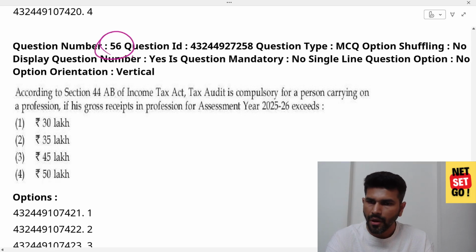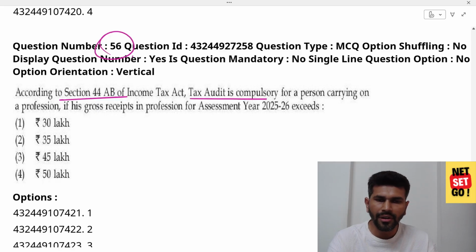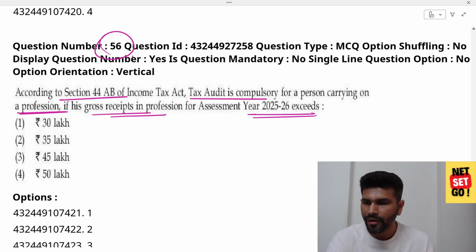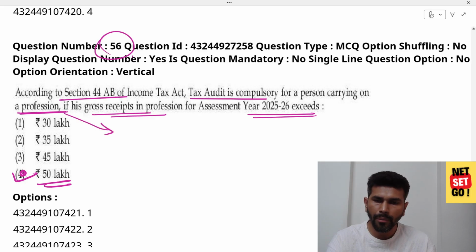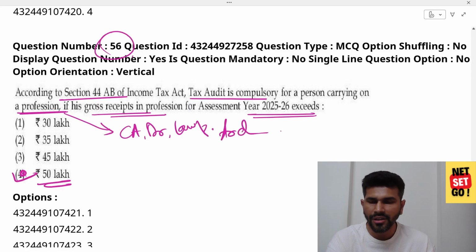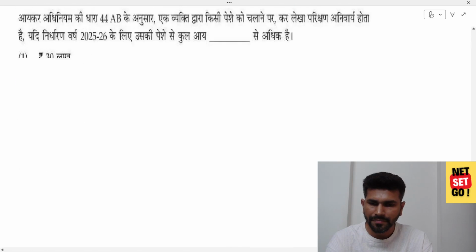Next, according to Section 44AB of Income Tax Act, tax audit is compulsory for a person carrying on profession if his gross receipt in the profession for assessment year 25-26 exceeds 50 lakh rupees. Option 4 is correct answer. Professionals such as CA, doctors, lawyers, architect, engineer, all these are professionals. So 50 lakh gross receipt is correct answer.